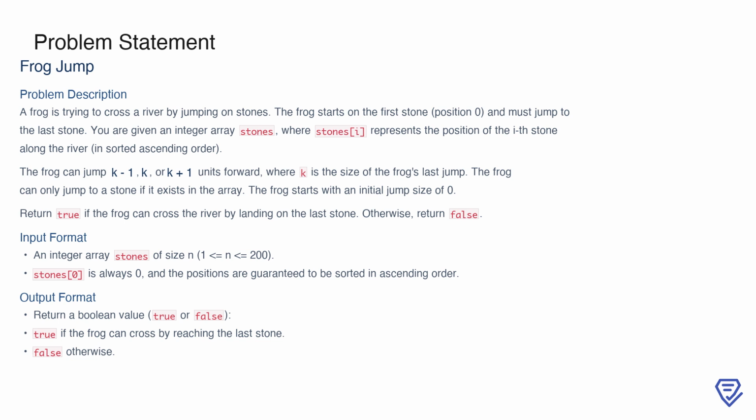The frog has a unique way of jumping. It can jump forward by a distance of k-1, k, or k+1 units, where k is the size of its previous jump. However, the frog can only land on a stone if that position exists in the array. Initially, the frog's first jump size is 0. The goal is to determine whether the frog can successfully reach the last stone, and the output is a Boolean value, true if it's possible for the frog to cross, or false otherwise.